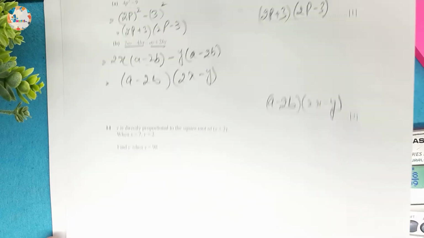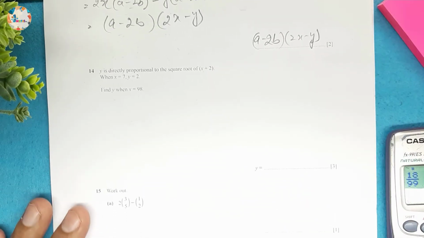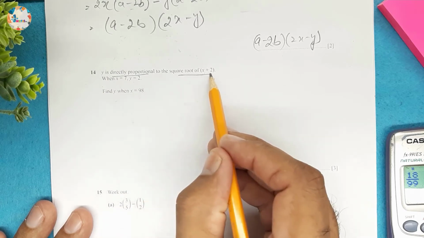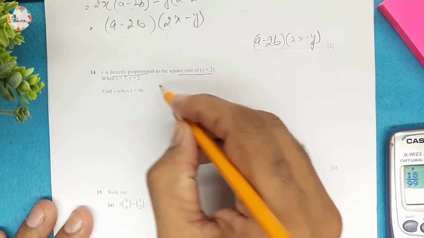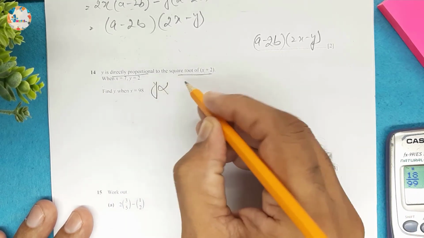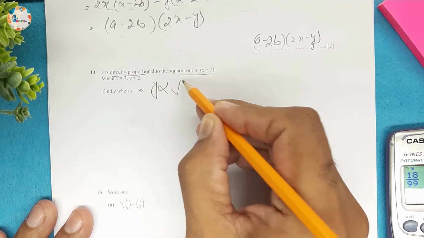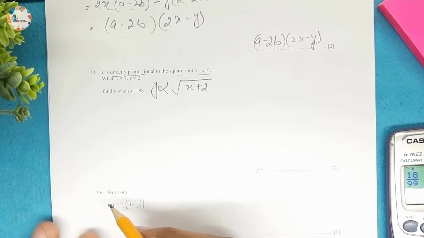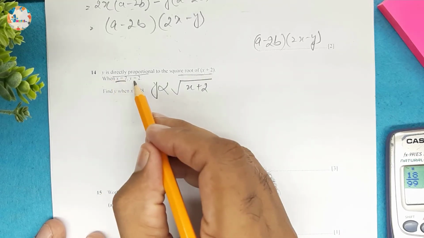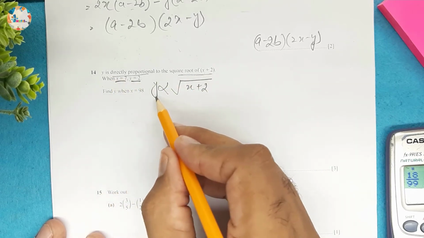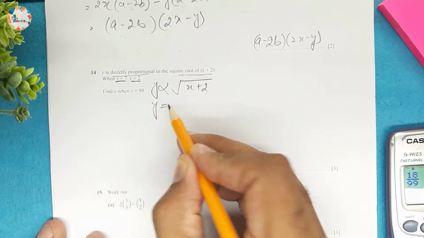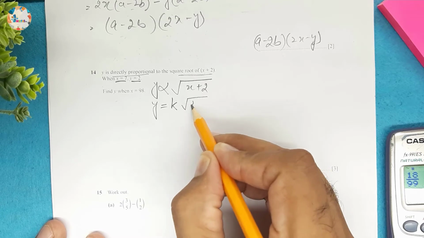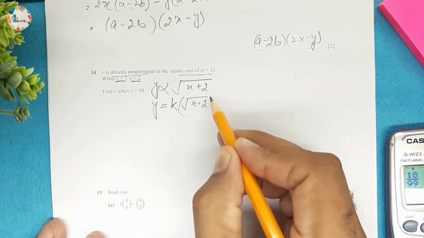Now question number 14 is a proportionality question. y is directly proportional to the square root of this. So we can write it as y is directly proportional to the square root of x plus 2. When x is equal to 7, y is equal to 2. So first we can write in a constant: so k is this one, and the root will be x plus 2.